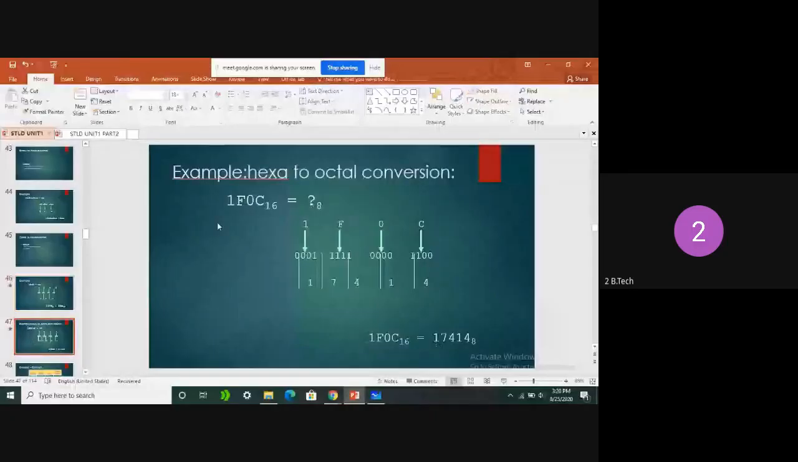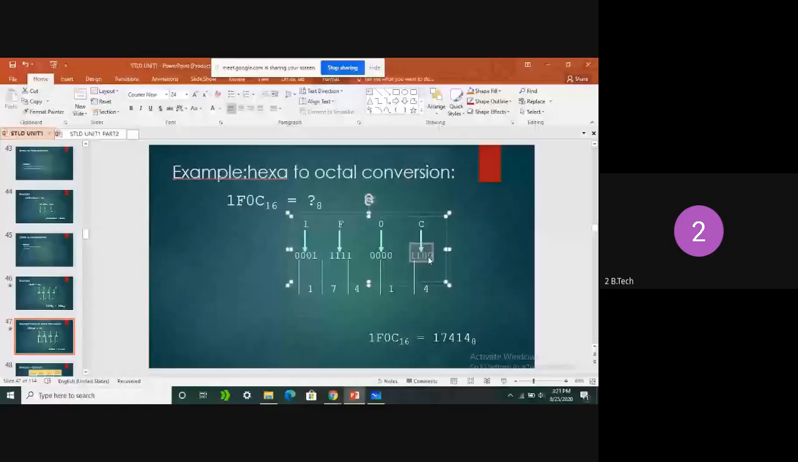Hexa to octal means we need to convert the given value into binaries. While converting to binary, we represent each term in 4 bits. Given C, which is 16, a hexadecimal value, can be represented as 1100. Clear? As it is a hexadecimal value, we need to represent it using 4 bits. If it is an octal number, we represent it in 3 bits only. Clear? Yeah, sir. Okay, that is fine.